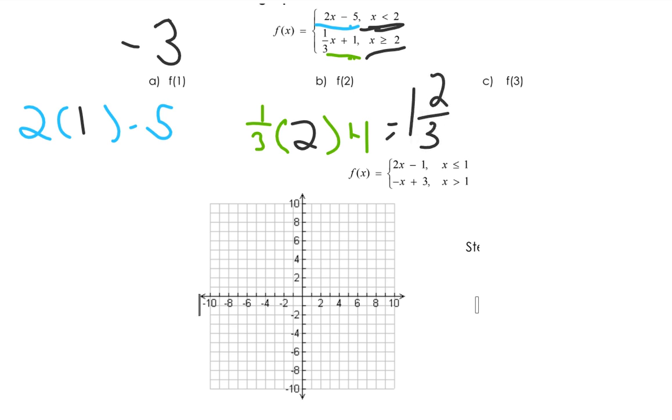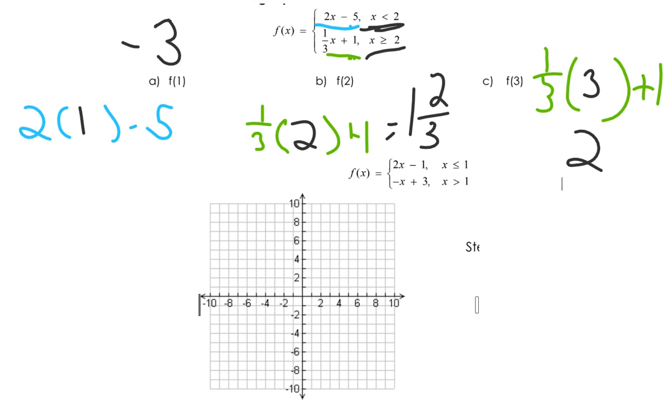And then c, I'll do the same way. My value is 3. 3 is greater than 2, so I'm going to use the green function. So I'll have 1/3 times my x value, which is 3, plus 1. So 3 times 1/3 is 1, plus 1 is going to give me a 2. So that's how I evaluate my function.